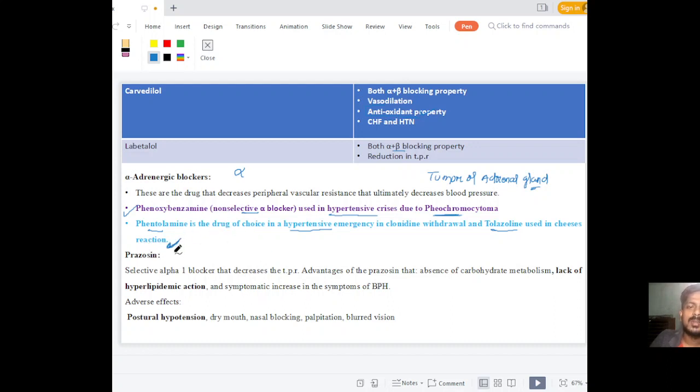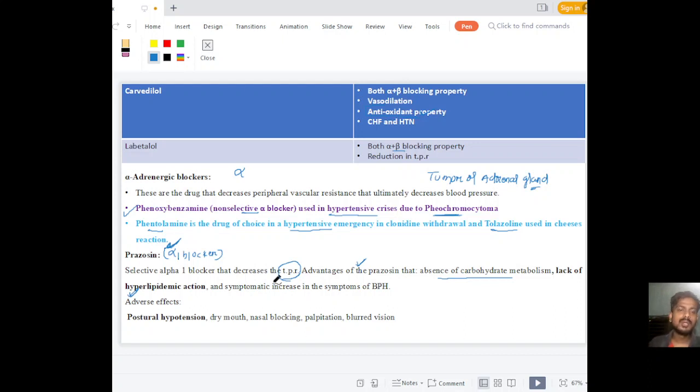So let us discuss selective alpha 1 blockers. In case of selective alpha 1 blockers, prazosin is the important drug. It basically reduces your total peripheral resistance. What are the advantages of alpha 1 blockers? There is no effect on carbohydrate metabolism and a lack of hyperlipidemic action, which means it shows positive activity in atherosclerosis. It also gives symptomatic relief in benign prostatic hyperplasia.